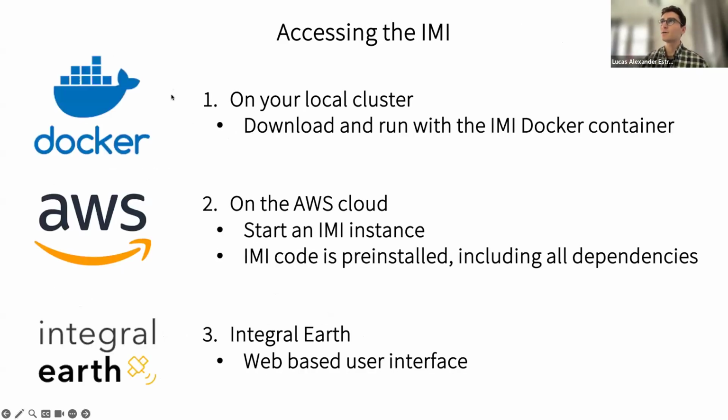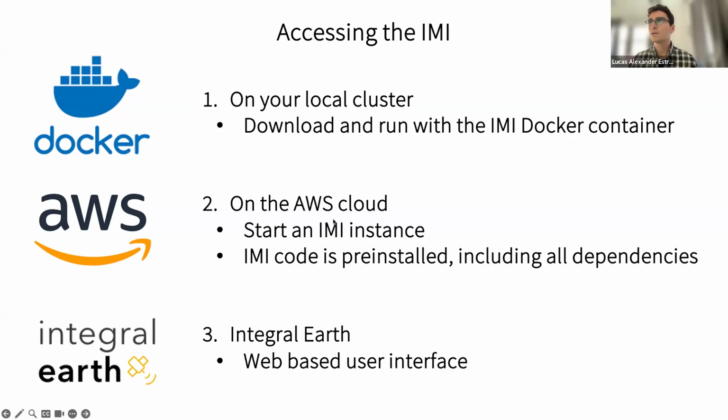So there's three ways that you can access the IMI. The first one is using your local cluster. So if you have local compute resources, you can download the IMI via the IMI Docker container. The only software requirement for doing this is having Docker installed on your system. And then you can run the IMI with all of its dependencies within that containerized environment, and get out your emissions result.